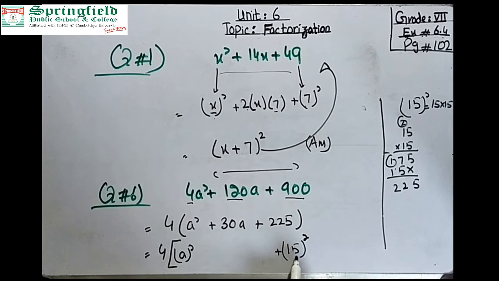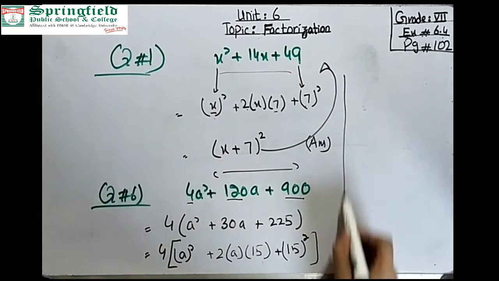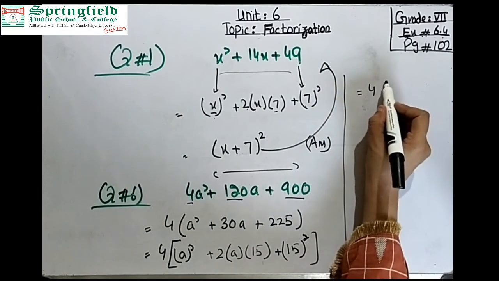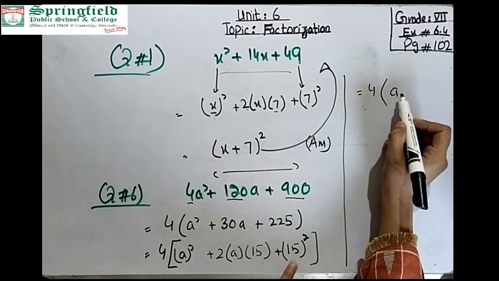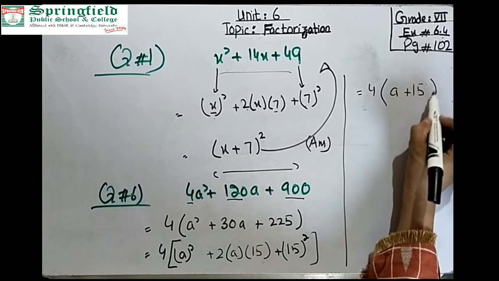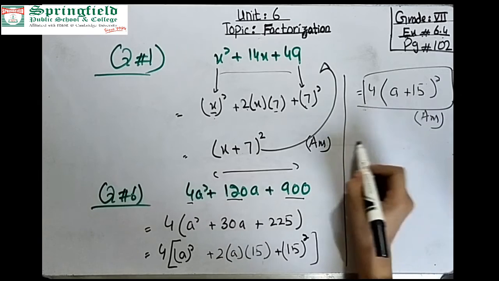So a square and the last term is b square. So what will be the middle term? 2ab, where b is 15. And look here, check out 2 multiply 15, 30. Fine? Now close this formula. What will be the answer? a square plus 2ab plus b square is equal to a plus b whole square, and this is your final answer. Understood, beta?